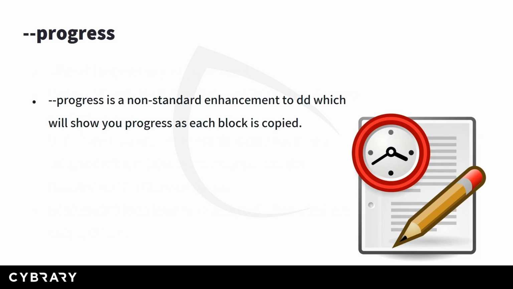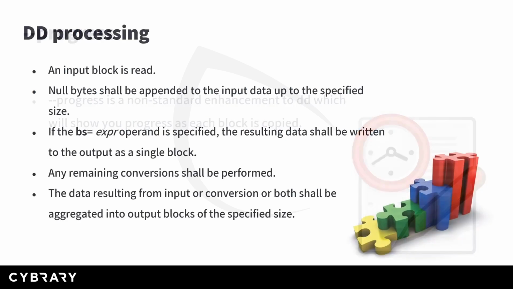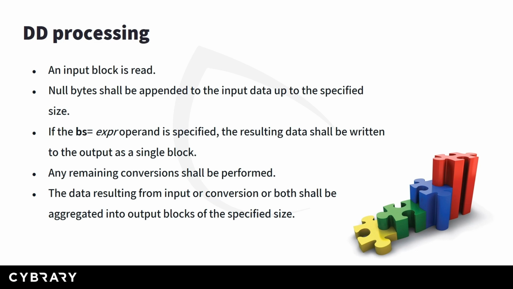Progress is a non-standard enhancement to DD, which will show you the progress as each block is copied. The processing order in DD shall be as follows. First, an input block is read. Second, if the input block is shorter than the specified input block size, null bytes shall be appended to the input data up to the specified size. The remaining conversions and output shall include the padding characters as if they had been read from the input.